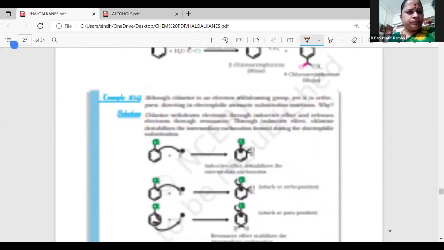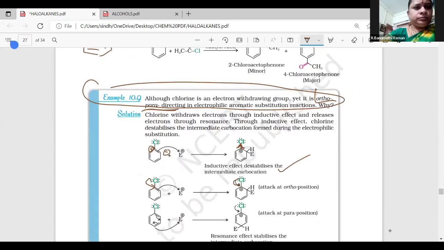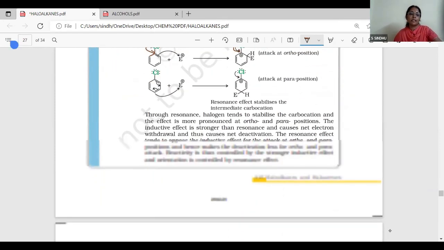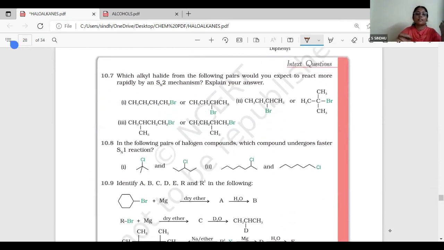This is another question where both are contradicting. It is deactivating. I just thought we'll touch upon those types of questions which often come for boards and all that.